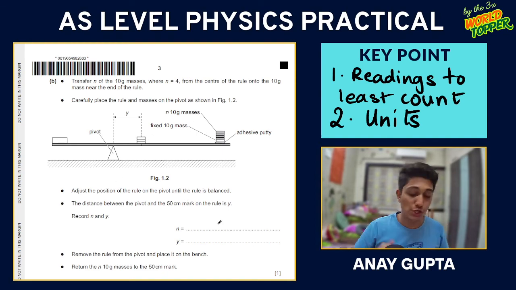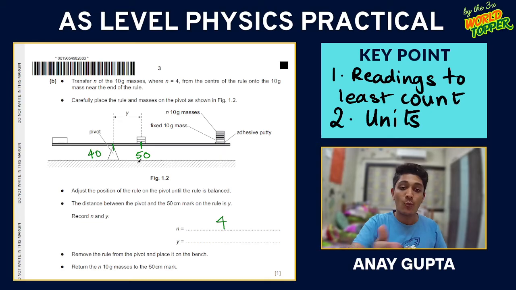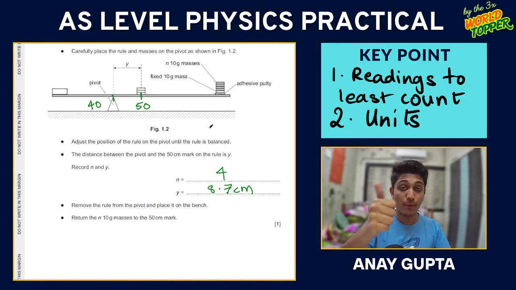So n has already been given to us. n is equal to 4, and y we can calculate, say, let's say that this is at the 50 centimeter mark, and let's say that this is at the 40 centimeter mark. So y will be 50 minus 40, the distance between, that would be 10.0 centimeters. When I did the experiment, I found y to be 8.7 centimeters. Again, our two key points are adhered to. We have recorded the value of y in the proper units, that is centimeters, and to one decimal place, that is the least count of our ruler.